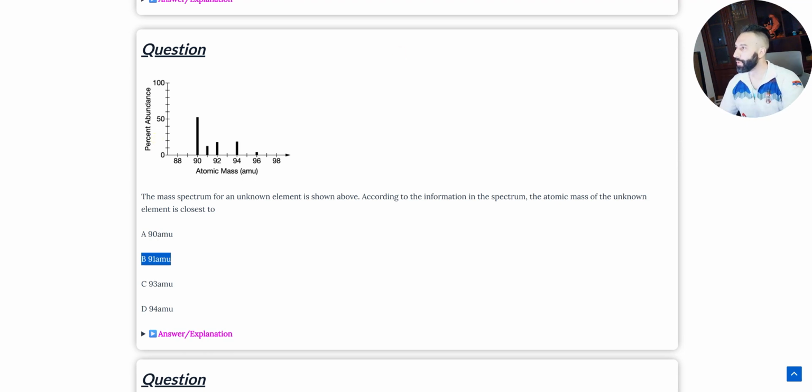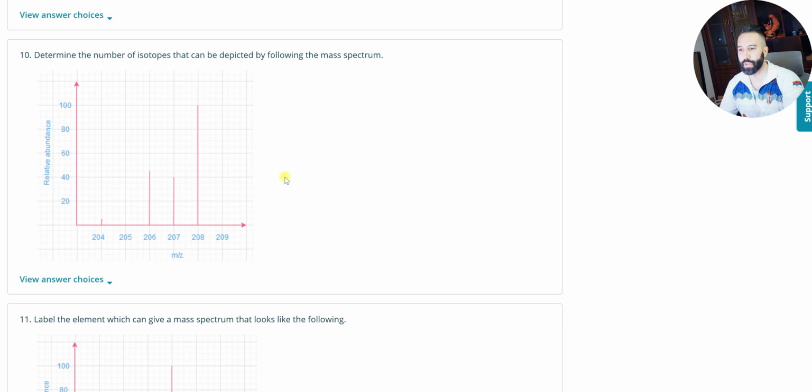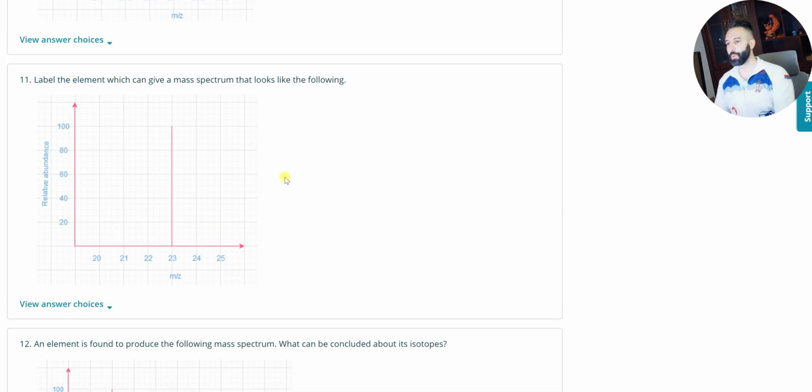So let's check out some of the simpler peaks first. Let's look at this one. This one is very simple. It says label the element which can give a mass spectrum. It looks like the following. So you see this element has a mass number of 23, and you can see again here is M through Z. Ignore that. So mass number is 23, and relative abundance is 100. So it's just one isotope. This element has only one isotope.